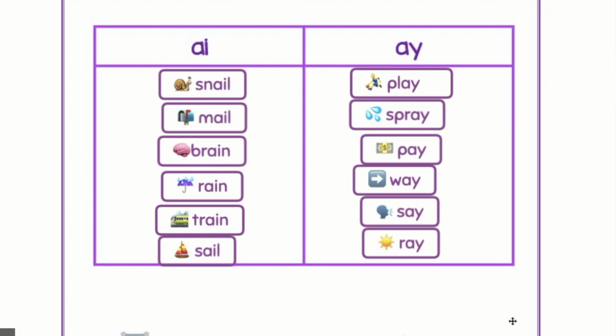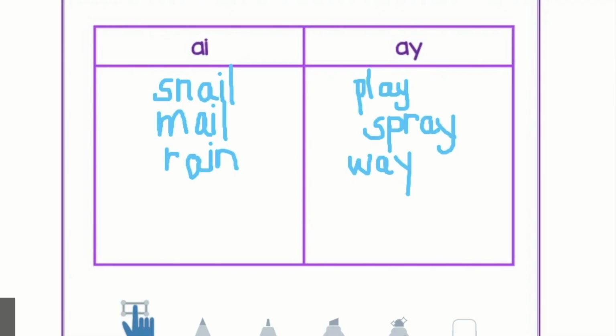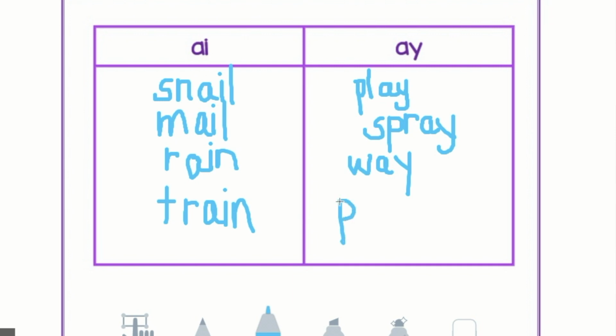So what you would do is have your child listen to certain words and ask them, where do you think the spelling would go? Would it be AI or AY? What I've done with my students is I've had a list of words spelled either AI or AY, and I've said them out loud. We listened for where we hear the sound, and then we write it phonetically on a whiteboard. That way they understand what they're hearing and what they're seeing.